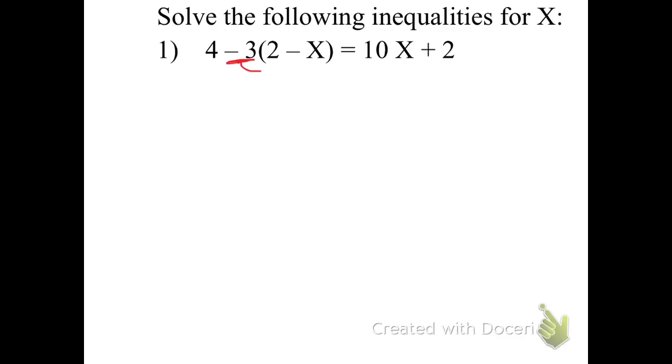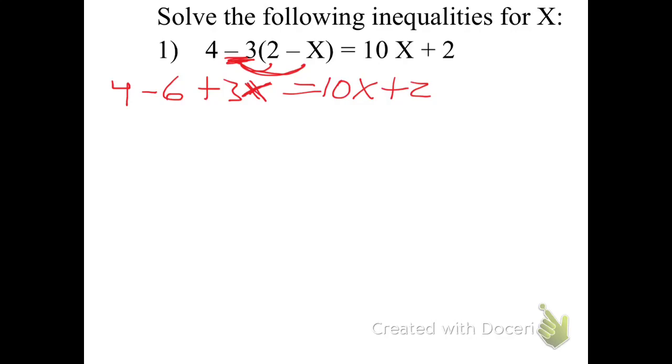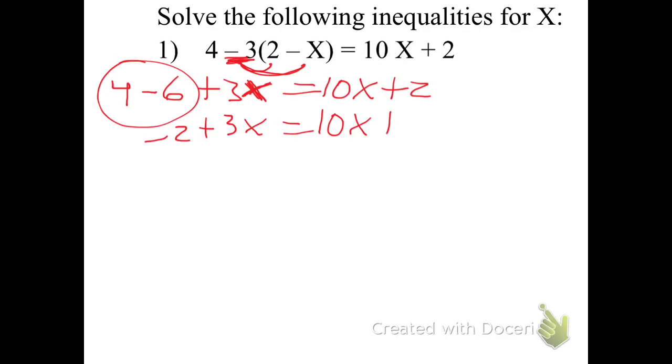You need to distribute this -3. The 4 stays out front. -3 times 2 gets you -6. -3 times -x gets you positive 3x. Right side is as simplified as it can be. So remember, your first step should be to get each side as simple as possible, and then start moving stuff around. This left side, you can combine the 4 minus x to make it -2, and everything else stays the same. That's the only thing it can combine.